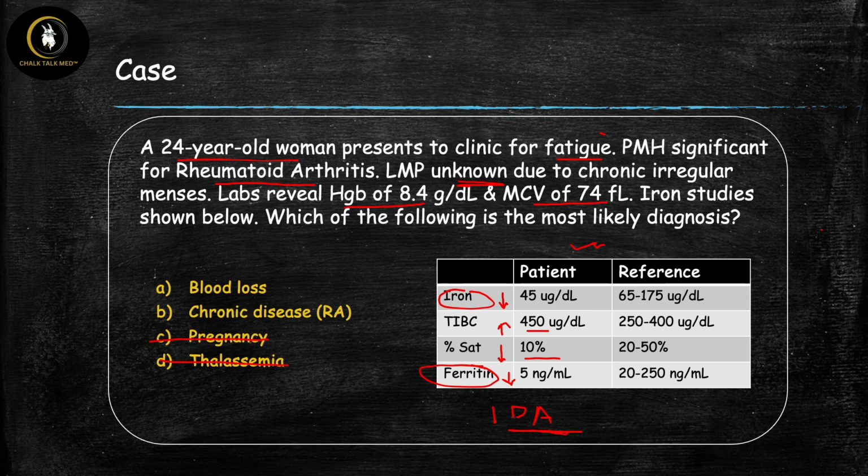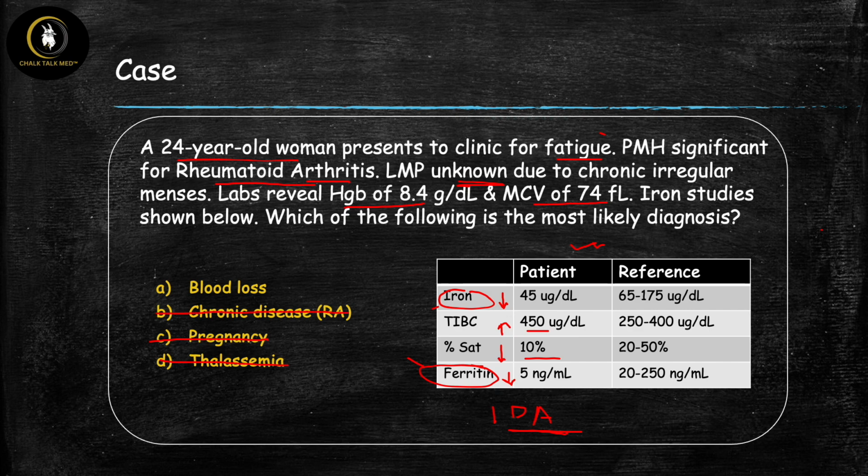And now we're left with these two choices. Chronic disease is tempting because this patient does have a known history of rheumatoid arthritis, and that might be what you're leaning towards. Except remember that if somebody has anemia of chronic disease, that is the condition where the iron and the ferritin would be discordant. That means serum iron would be low, but ferritin would be high. But here you don't have that. Both values are low. So you eliminate chronic disease as well.